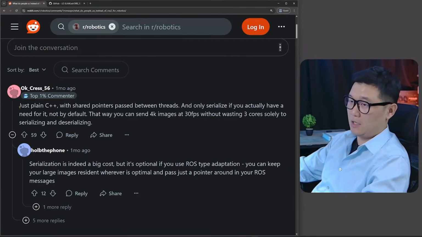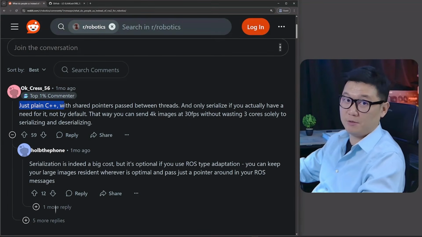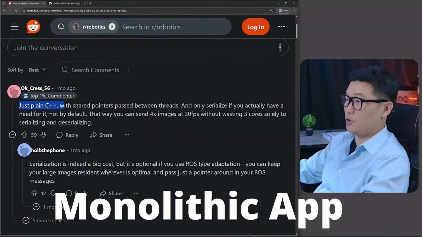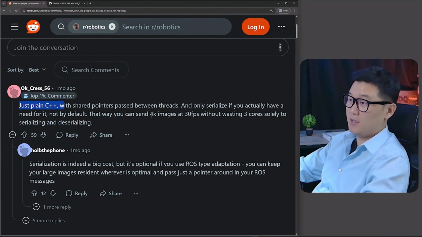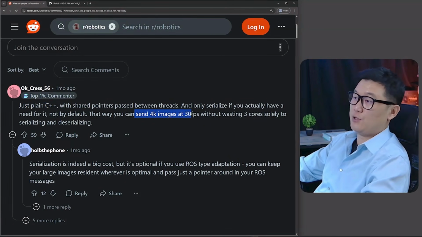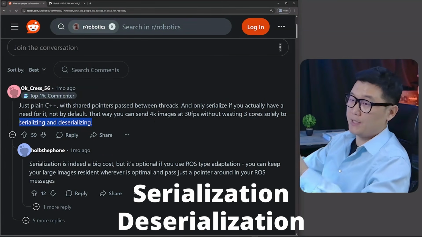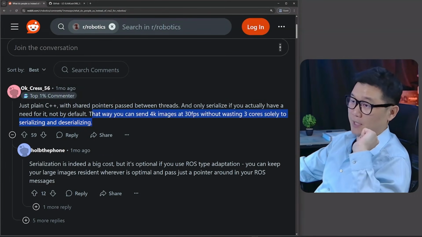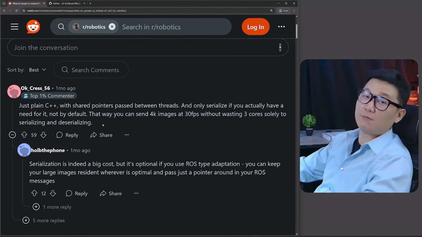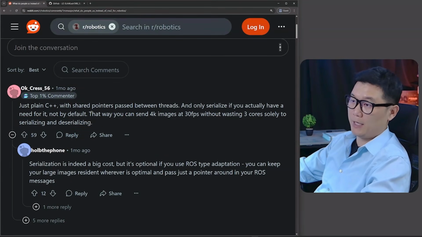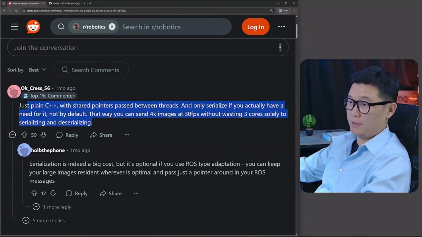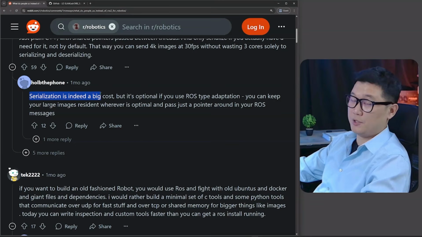Some people just argue for plain C++, which means a monolithic app that does everything, so you don't even need distributed computing, because this person is working with 4K images at 30 FPS without wasting 3 cores solely to serialize. If you're not familiar with the concept of serialization and deserialization, I will talk about that in a few seconds, so stick to it. I do have the same problem as this person, but for some reasons, I don't do monolithic applications because it's not that critical. But if it is critical, I totally agree with this person. And yes, the serialization is a huge cost.